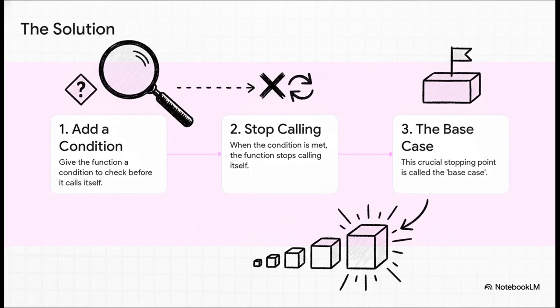Well, the solution is actually pretty elegant. We have to give the function an exit strategy. We do this by adding a condition to check for, and when that condition is finally met, the recursion stops. And this all-important stopping point has a special name. We call it the base case.